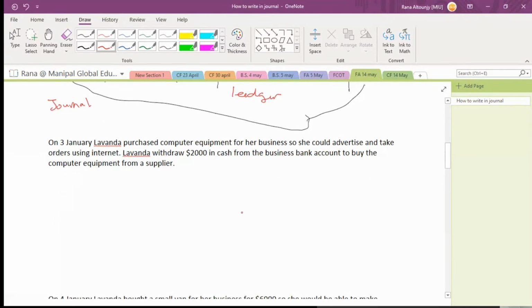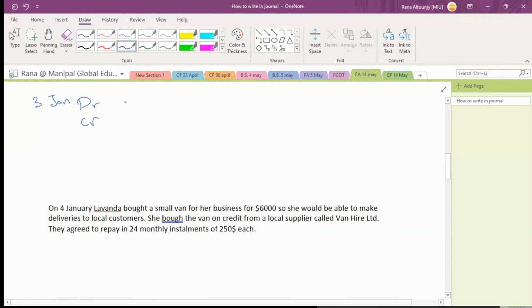Third transaction, on 3rd of January, Lavanda purchased computer equipment for her business so she could advertise and take orders using internet. She withdrew $2,000 in cash from the business bank account to buy the computer equipment from the supplier. She withdrew money from the company bank account to buy computer. So which one is debit, which one is credit? We will have the debit side, which is computer, and we have the credit side, which is the bank.